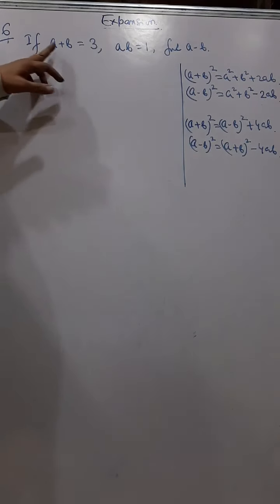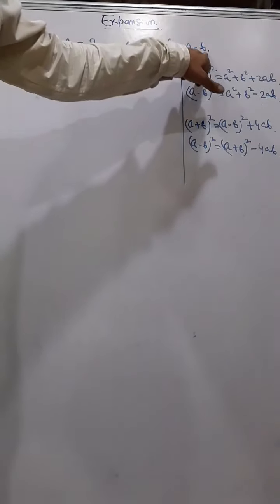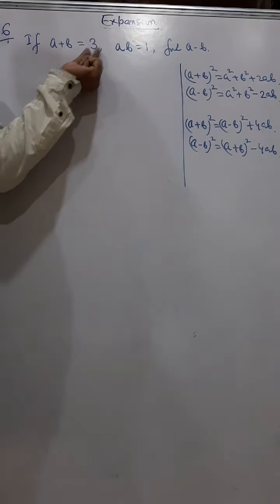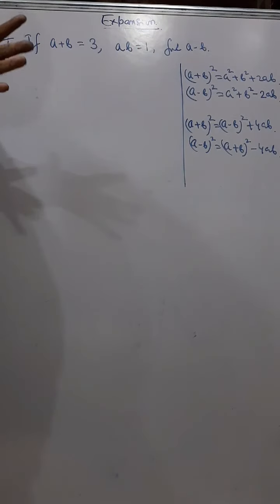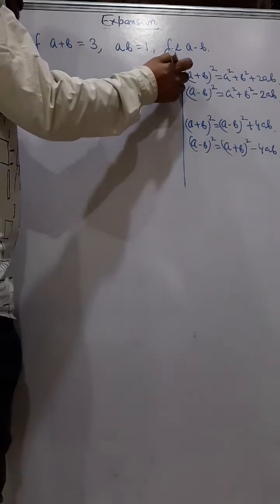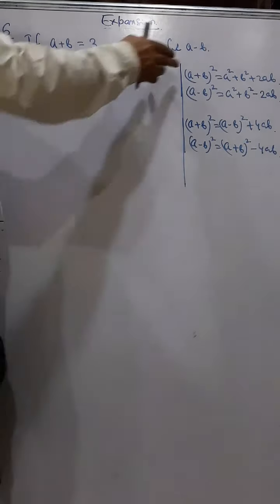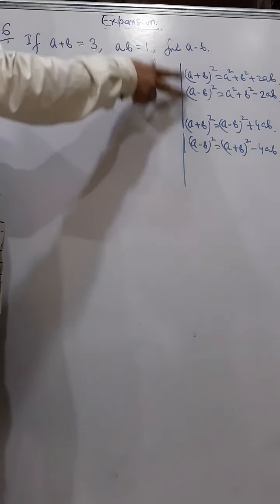Now in this sum they told a plus b is given and we have to find a minus b. Now sometimes they can ask you the converse also: a minus b is given and you have to find a plus b. Now this one is a very simple sum, but I just want to explain to you the usage of these two types of formula. This sum can be done with either of these formulas.